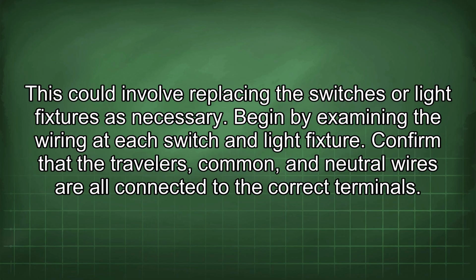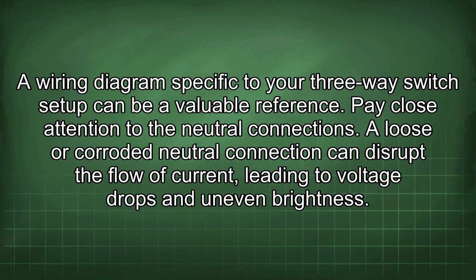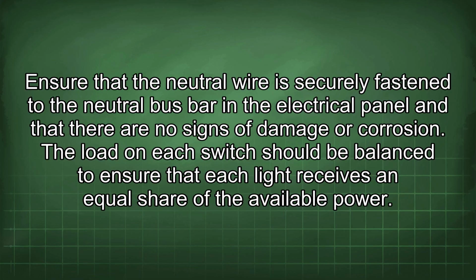Begin by examining the wiring at each switch and light fixture. Confirm that the traveler, common, and neutral wires are all connected to the correct terminals. A wiring diagram specific to your three-way switch setup can be a valuable reference. Pay close attention to the neutral connections. A loose or corroded neutral connection can disrupt the flow of current, leading to voltage drops and uneven brightness. Ensure that the neutral wire is securely fastened to the neutral bus bar in the electrical panel and that there are no signs of damage or corrosion.